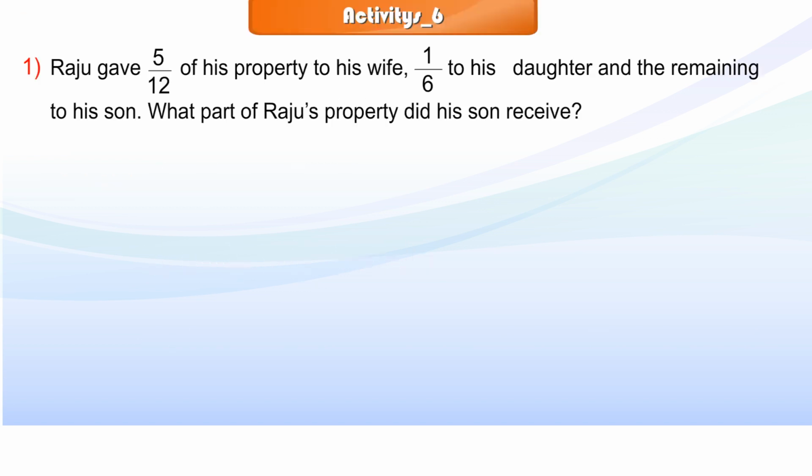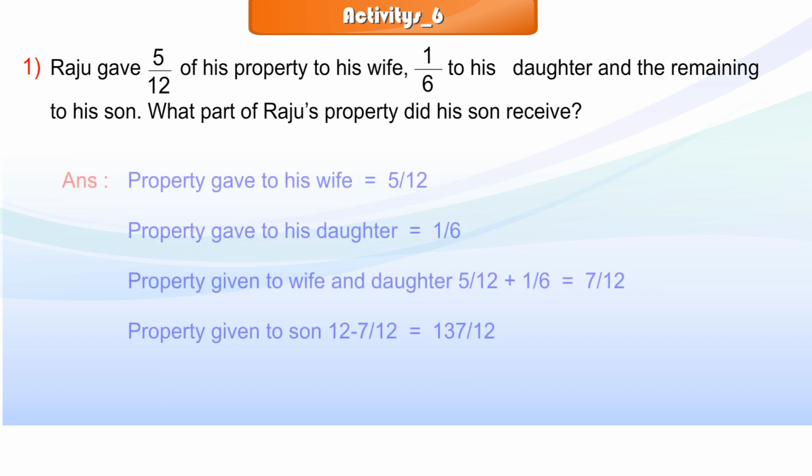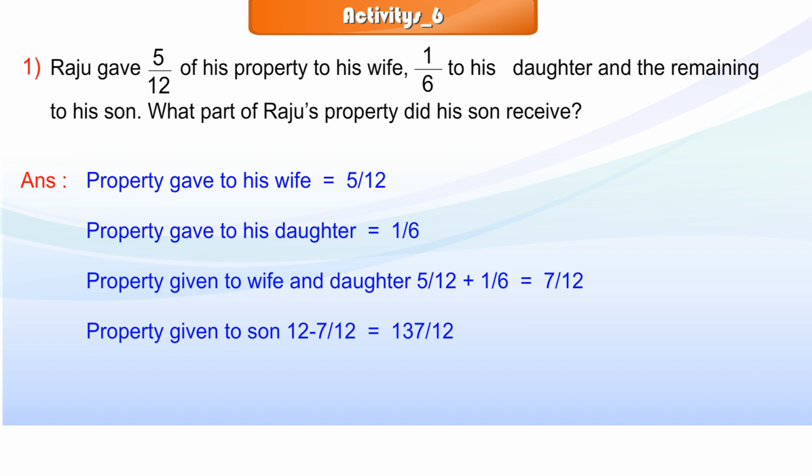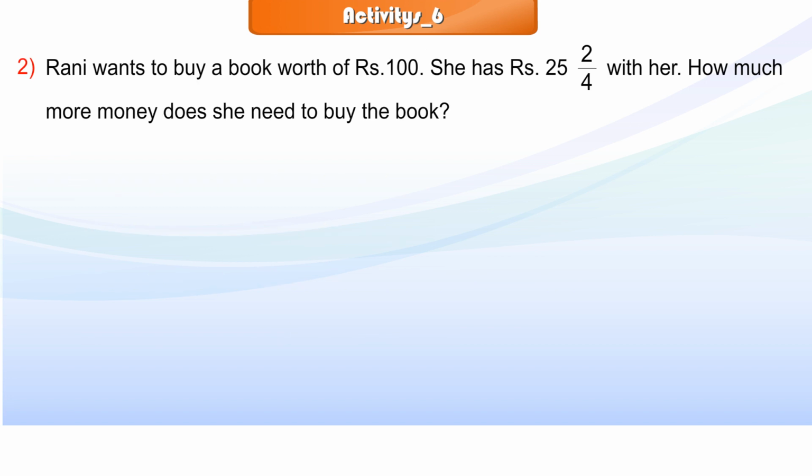Activity 6. One. Raju gave 5 by 12 of his property to his wife, 1 by 6 to his daughter, and the remaining to his son. What part of Raju's property did his son receive? Two. Rani wants to buy a book worth 100 rupees. She has 25 2 by 4 with her. How much more money does she need to buy the book?